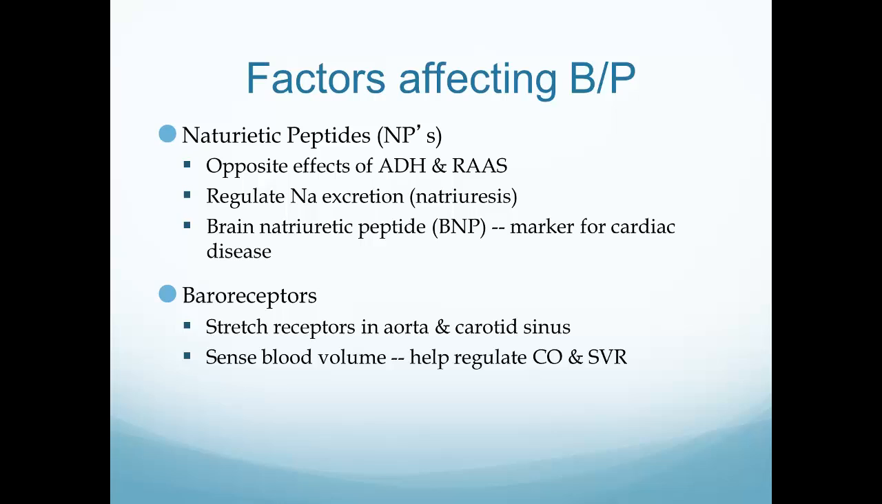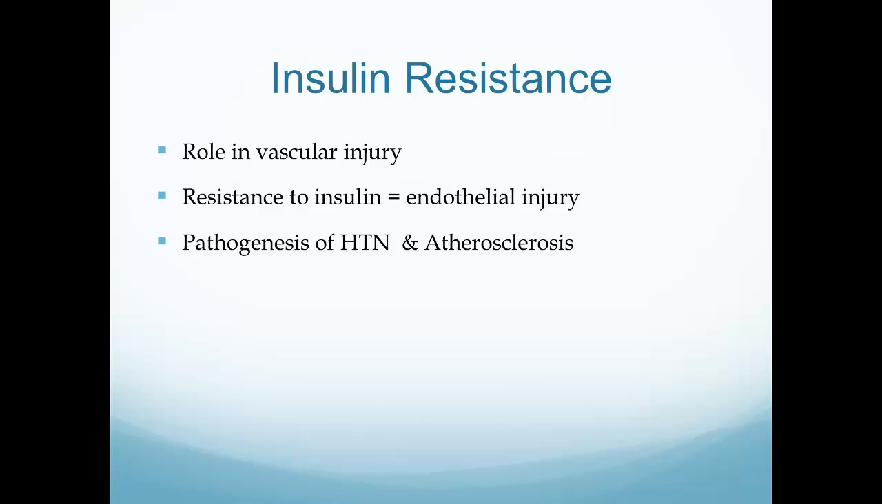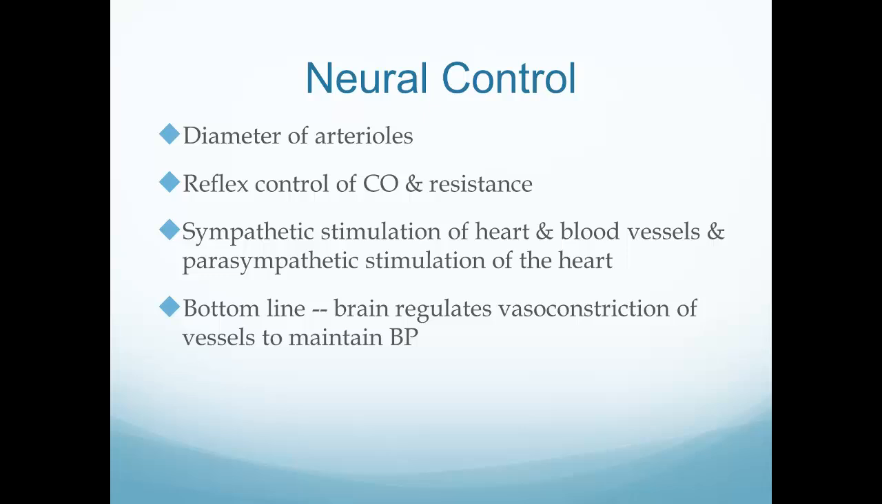Baroreceptors, we've talked about those. We have stretch receptors in the aorta and the carotids, and those are going to help us to regulate our blood volume and our blood pressure. Insulin resistance has a role in vascular injury. There's a number of things that can lead to insulin resistance. Even diet can have a dramatic effect on insulin resistance. Resistance to insulin causes endothelial injury. Remember, the endothelium is the inside lining of the blood vessel, and this can be the beginning of the pathogenesis of hypertension and/or atherosclerotic disease.